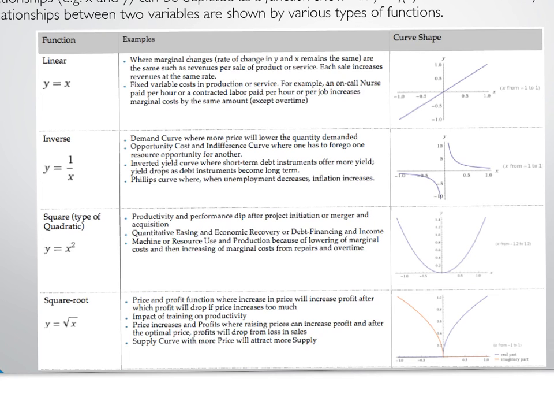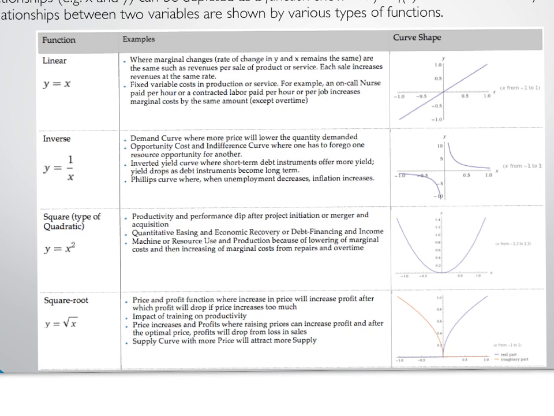Opportunity cost and indifference curves, where one has to forgo one resource or opportunity for another. So if you have a fixed set, you have to choose between them. If you choose one, you can't choose the other, or if you choose one, you have to choose less of the other at a fixed rate. Then it's an inverse function. So one goes up, the other goes down.